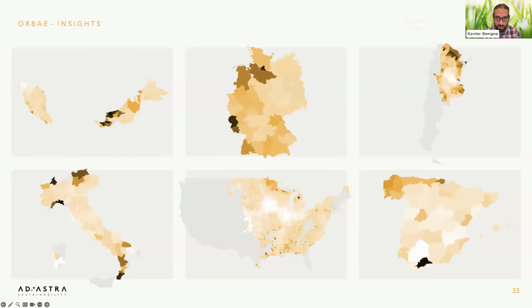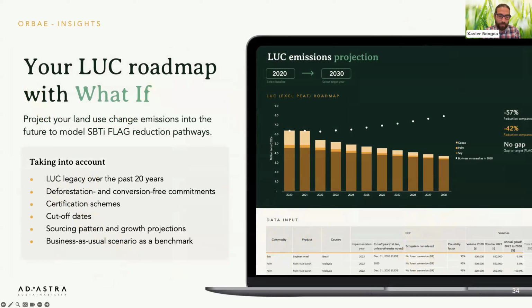Good. So here you see some examples from different countries. Another thing is land use change, by definition, it's backwards looking. It's a snapshot at a certain point in time of the history of a certain plot of land or of a certain region over the past 20 years. What does that tell us about what should be done next? In Orbay, you will not find that answer in a very explicit manner.